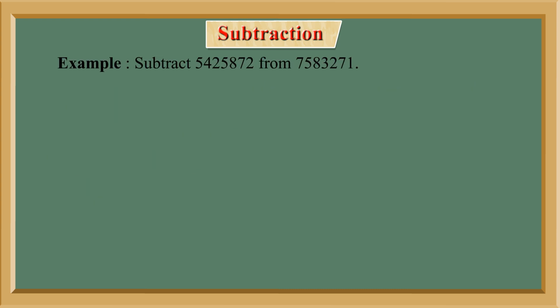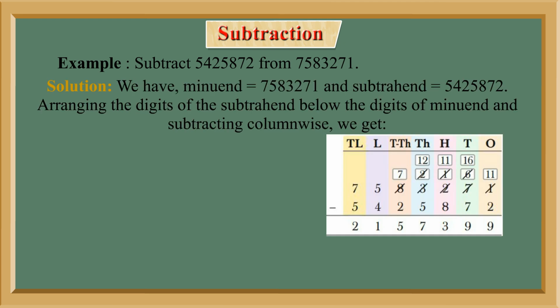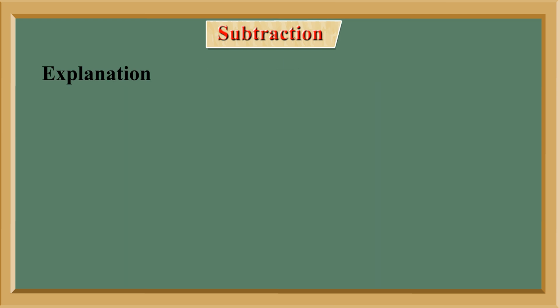Example: subtract 54,25,872 from 75,83,271. Solution: we have minuend is equal to 75,83,271 and subtrahend is equal to 54,25,872. Arranging the digits of the subtrahend below the digits of minuend and subtracting column wise, we get. Hence, difference is equal to 21,57,399.